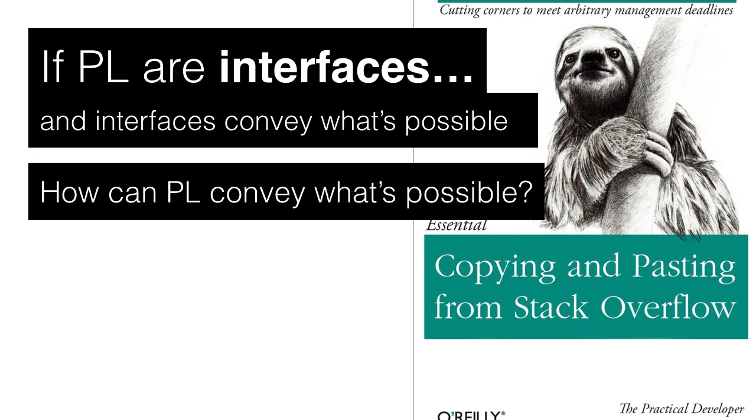And finally, if PL are interfaces and interfaces convey what's possible through affordances, how can PL convey what's possible? Is Stack Overflow really the best illustration of all of the things you can do with a language, or a bunch of examples that you put on a programming language website? Why can't we provide richer, more robust articulations of what's possible with a programming language, but also what's not possible?